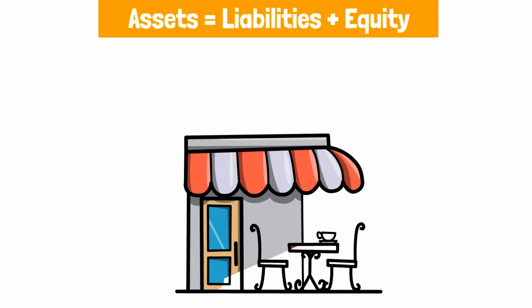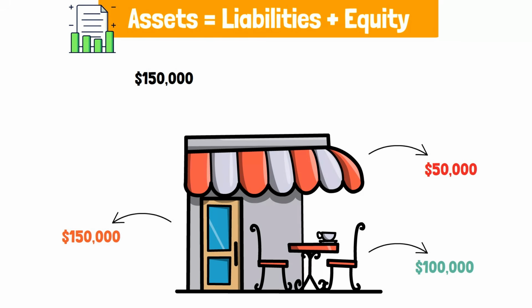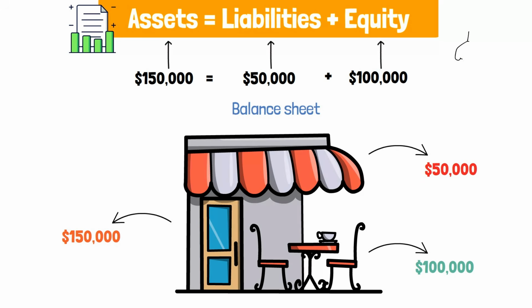Let's say a small coffee shop owns $150,000 in assets. It owes $50,000 in loans and has $100,000 in equity. The balance sheet balances because $150,000 in assets is equal to $50,000 in liabilities and $100,000 in equity. That's why it's called a balance sheet. Both sides must always match.